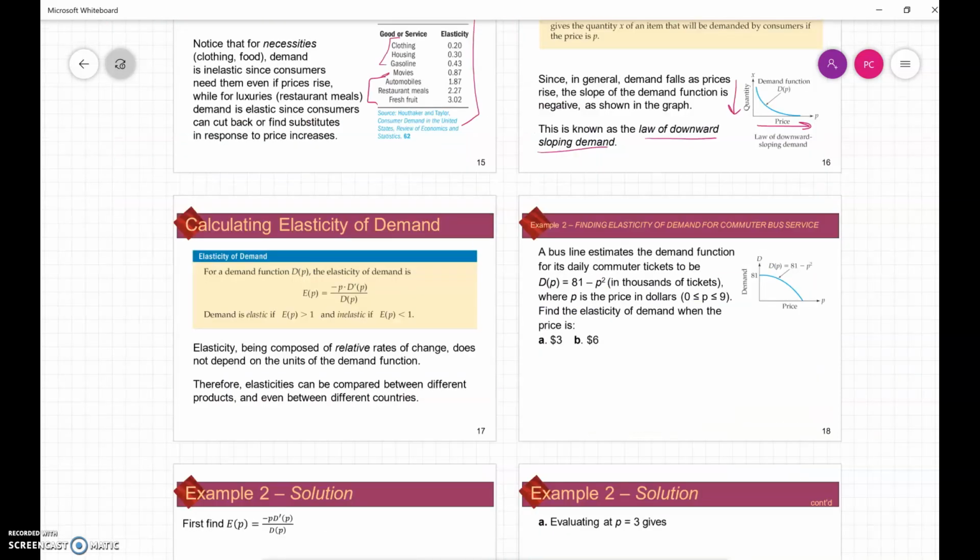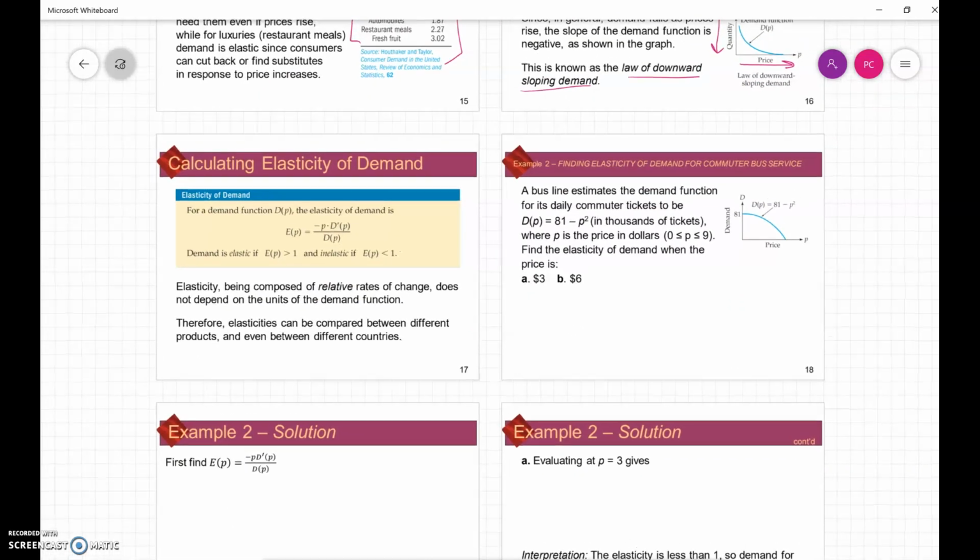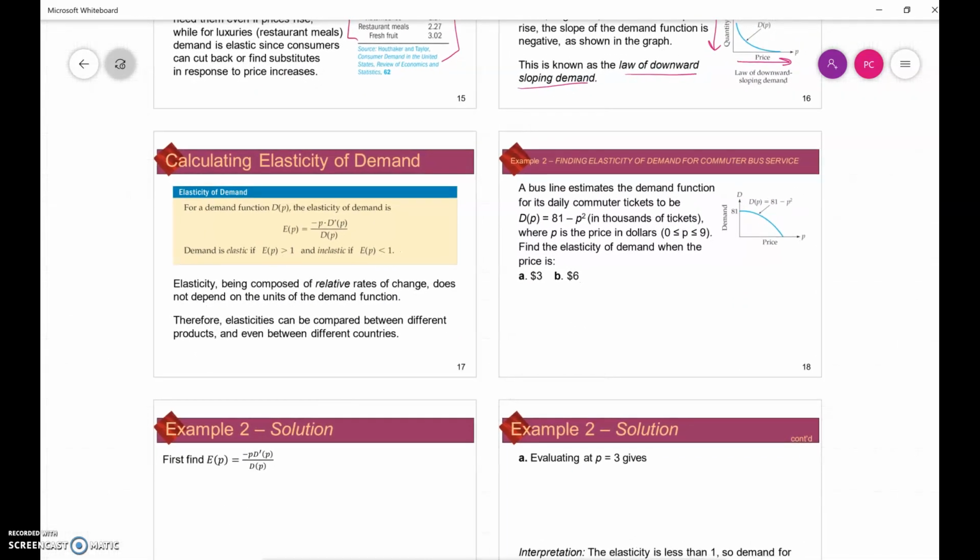Okay. So how do we go about calculating elasticity if all we have is the demand function? For a demand function D of p, the elasticity of demand is E of p equals negative p times D prime of p, all of that divided by D of p. And again, demand is elastic if E of p is greater than 1, and inelastic if E of p is less than 1.